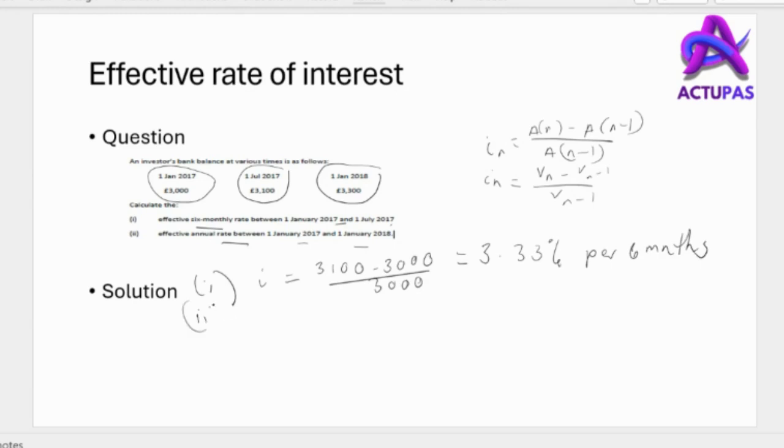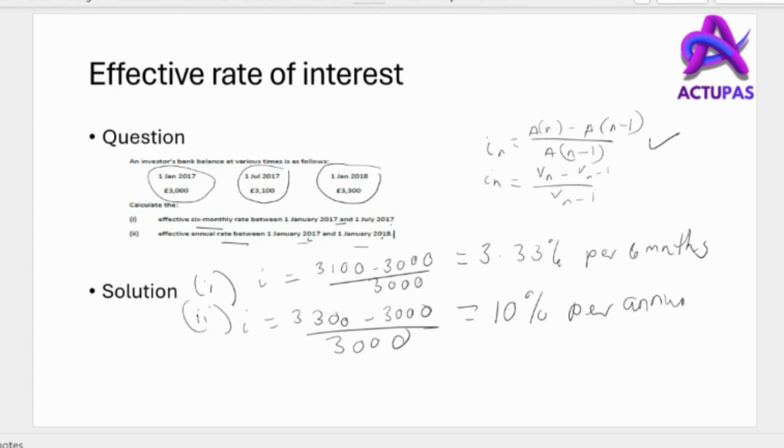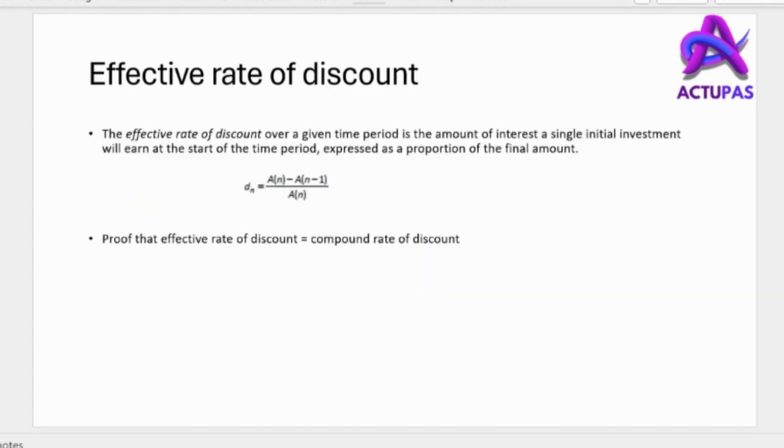Then for 2, we want the annual one. The value at 1 January 2018, we know that this is 3,300, minus the value at 1 January 2017, 3,000, divided by 3,000, using this same formula. This becomes 10% per annum. That's the annual effective rate. So we are now almost done with this chapter.